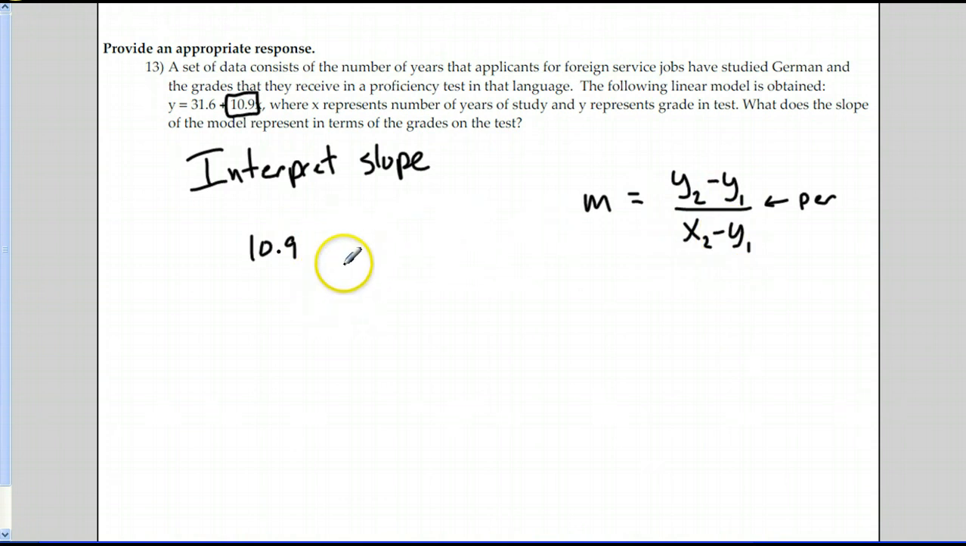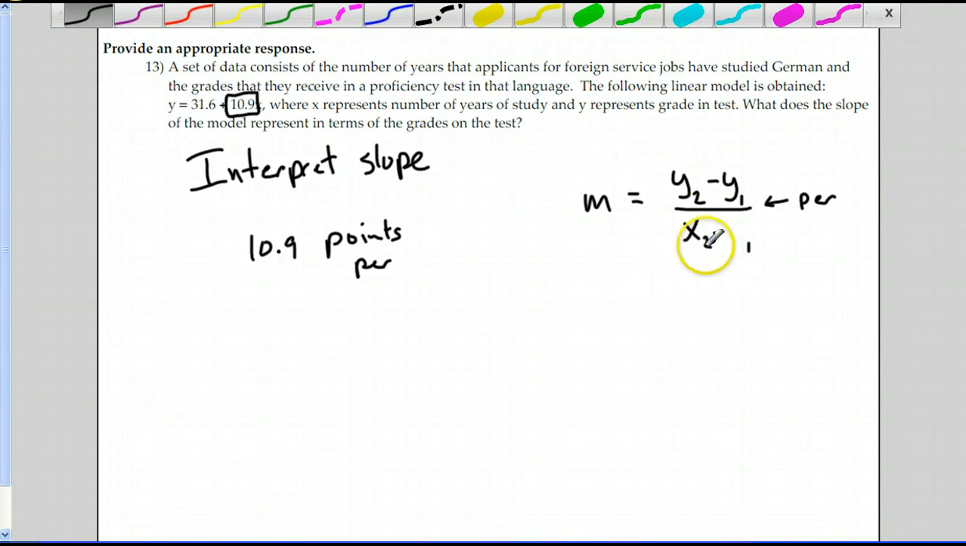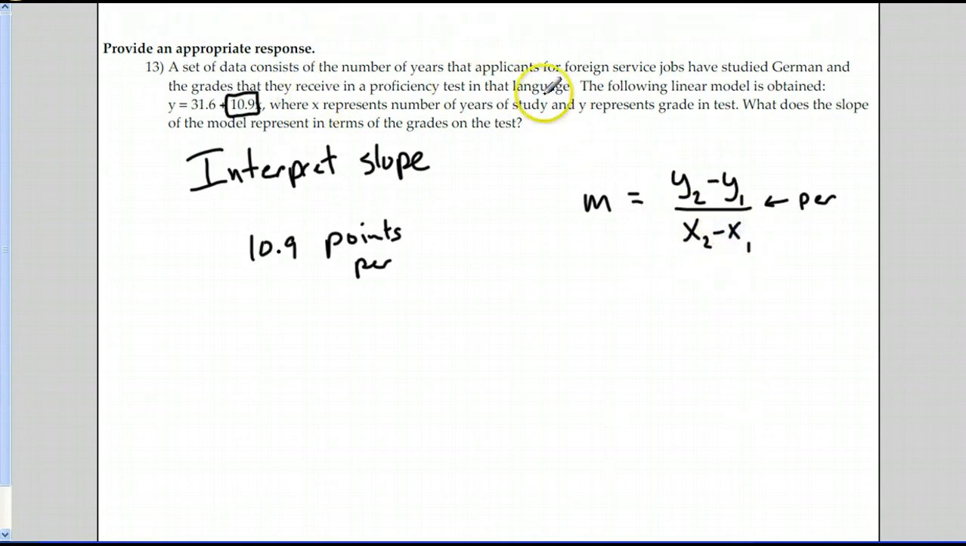Well, what are the Y units? Alright, Y is the grade on the test. So points per, and then what's the X units on the bottom? Oops, that should be an X1. Sorry about that. What are the X units on the bottom? They are years studying. So points per year. Since this is a decimal, it's kind of like our denominator's 1. 10.9 over 1. Right? So that's 10.9 points per 1 year.